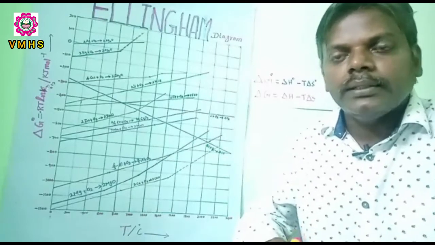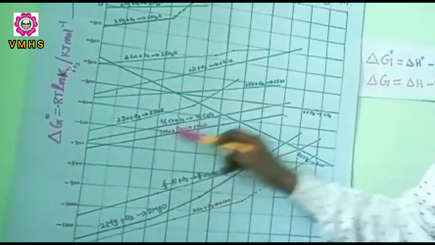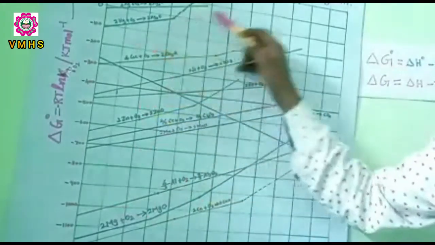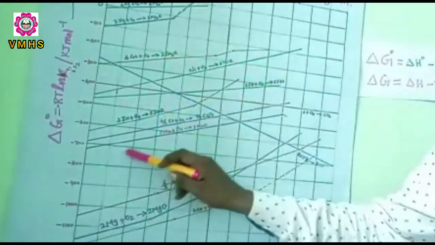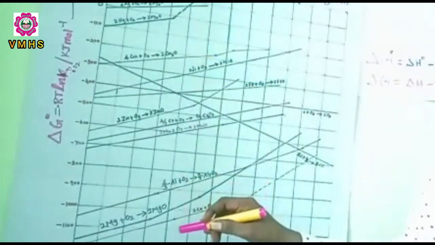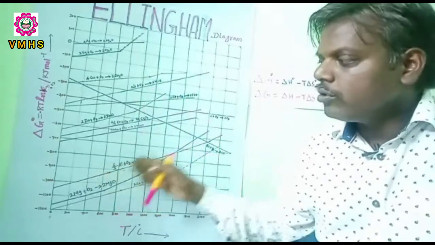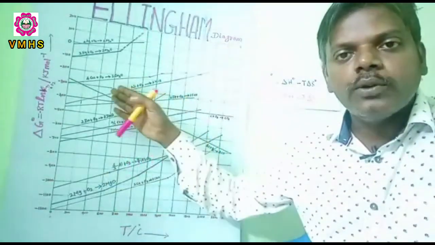Observation number 1. Look at the graphs, which are all going in an upward manner. For most of the metal oxide formations, the slope is positive.